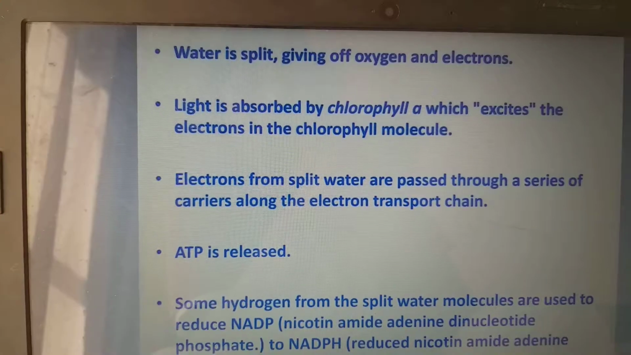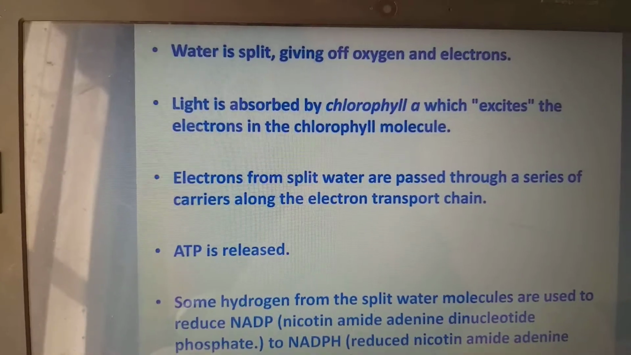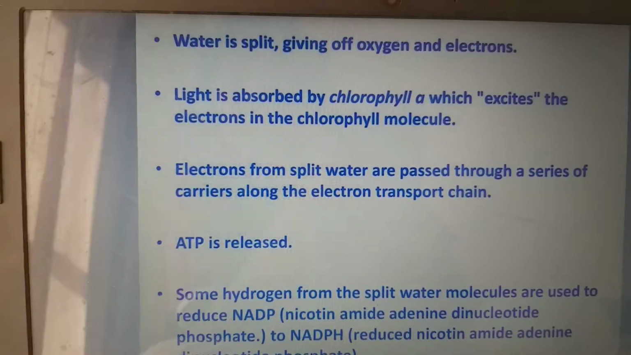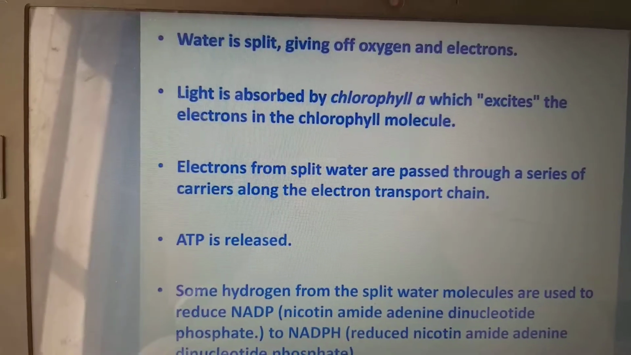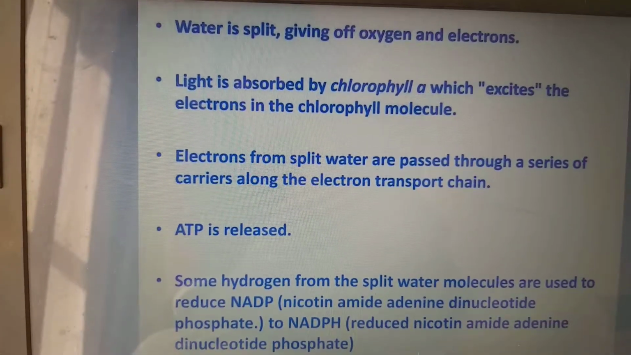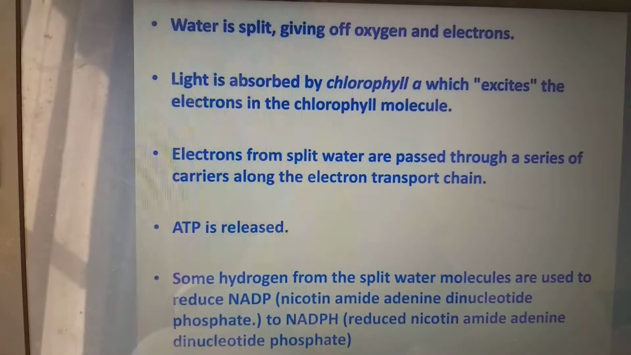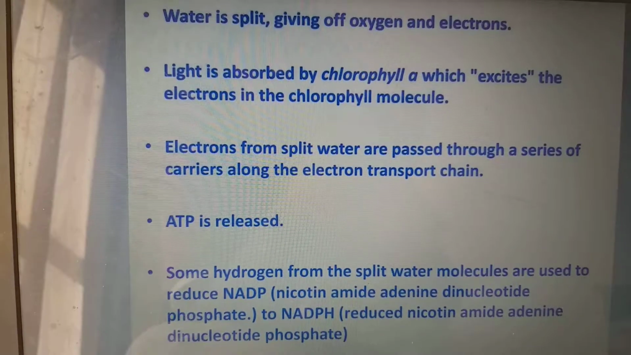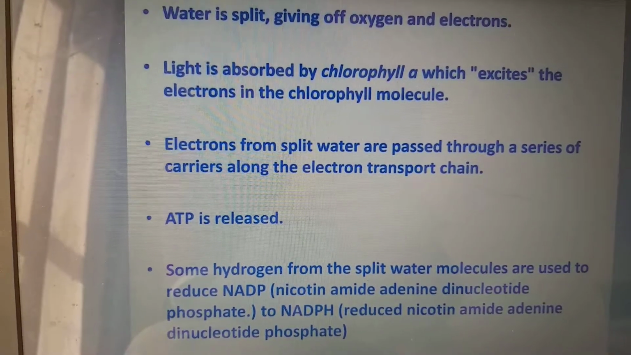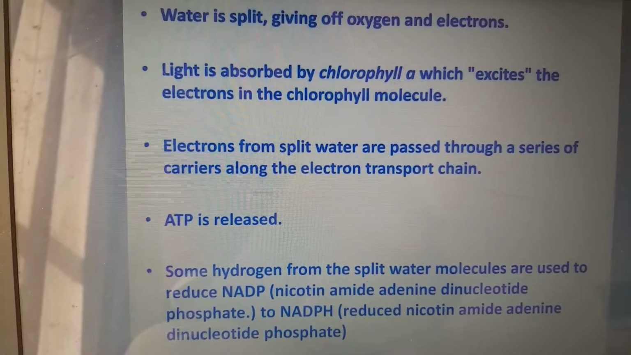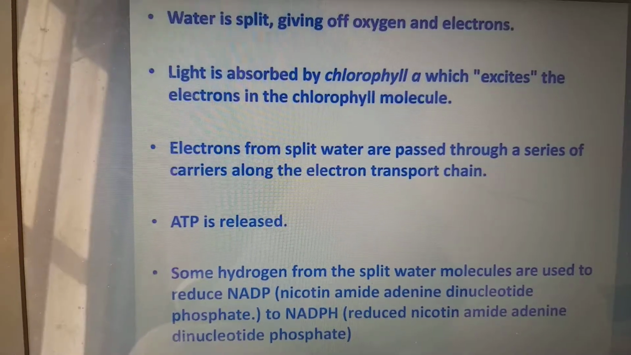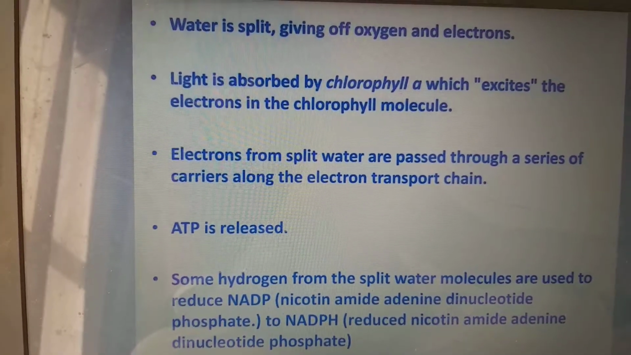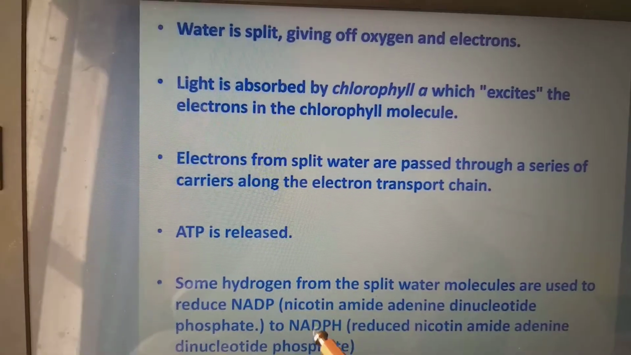The electrons from the split water are passed through a series of carriers along the electron transport chain, and now the ATP is released. Some hydrogen from the split water is used to reduce NADP, nicotinamide adenine dinucleotide phosphate, to NADPH. Adding hydrogen, we call it reduction. This hydrogen is from water.